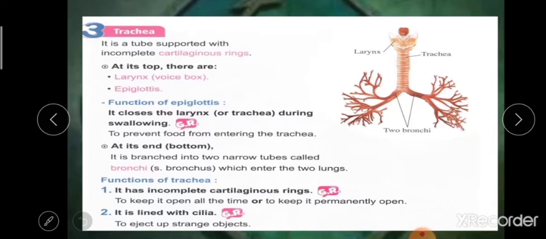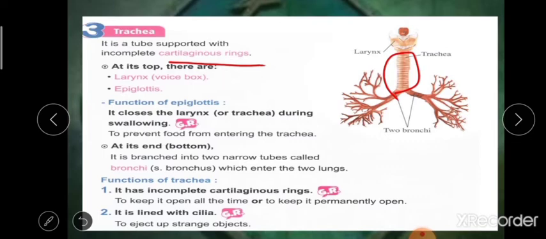Let's talk about the trachea. Put your hand on your neck. What do you feel? Do you feel there are rings? Are these rings like bones or like muscles? It is a soft bone. It's not bone and not muscle. It's like a soft bone, so-called cartilaginous. So these are called cartilaginous rings, which means soft bones.